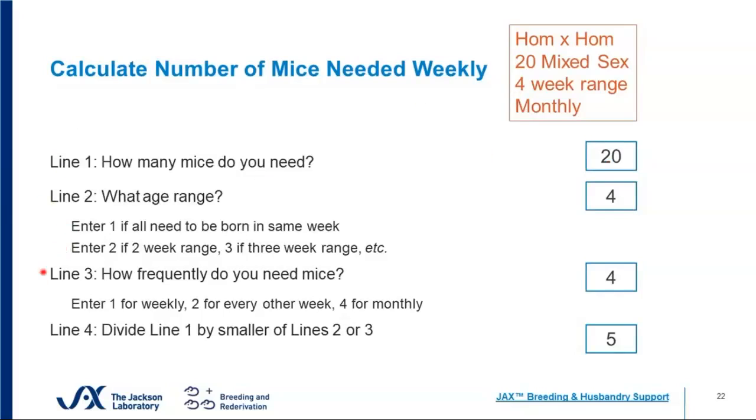Line 3, we deal with how frequently we need the mice. If you need them weekly, put in a 1. If you need them every other week, put in a 2. If you need them every 3 weeks, you put in a 3.